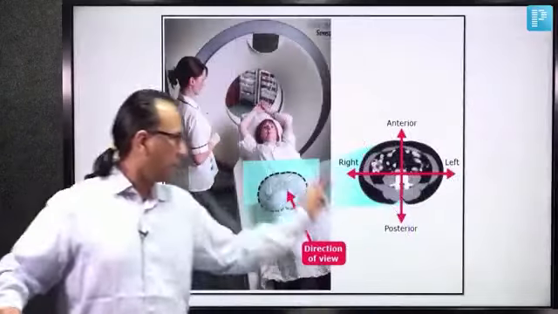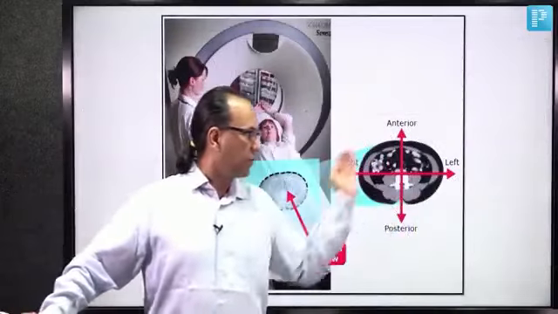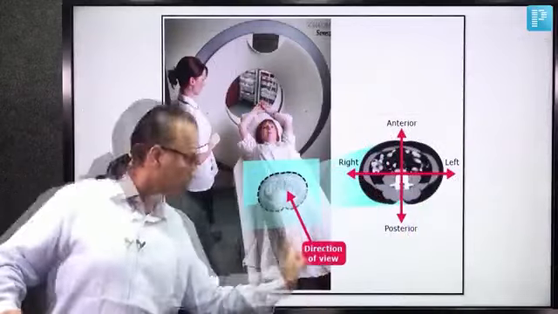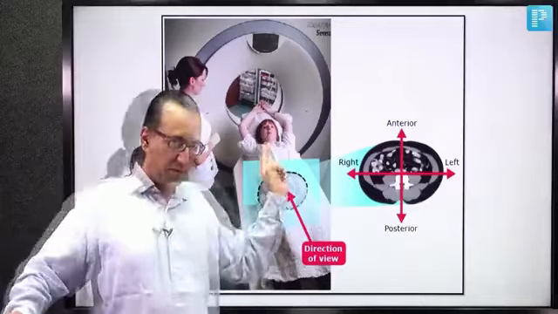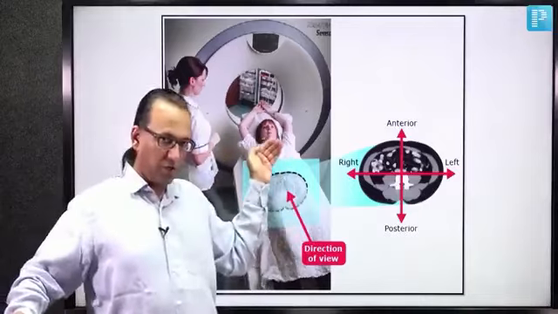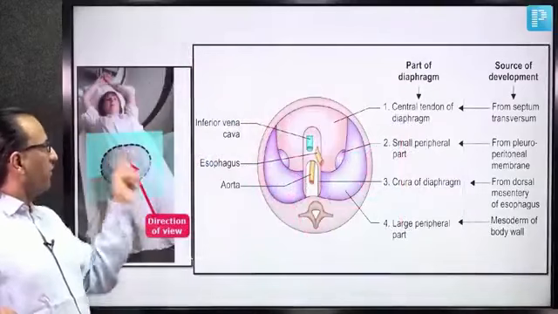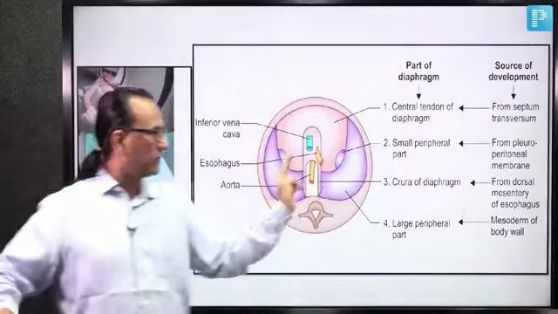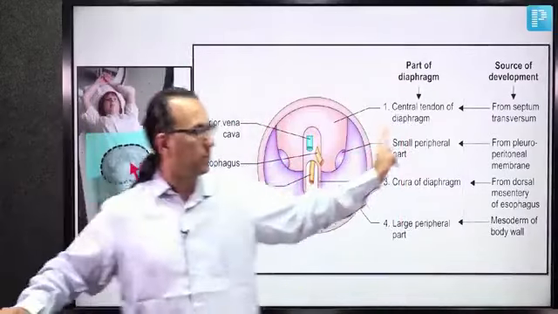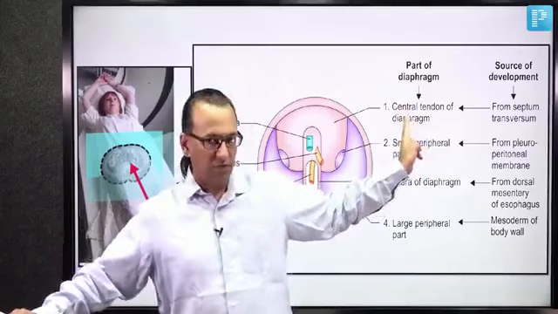But here we want to look at the inferior view of the developing diaphragm, like you have taken a CT scan and you are viewing from below, inferior to superior. You are in the abdomen region looking towards the thorax region. So here is the inferior view of the developing diaphragm, and you can see that more anteriorly is the septum transversum forming the central tendon of the diaphragm.